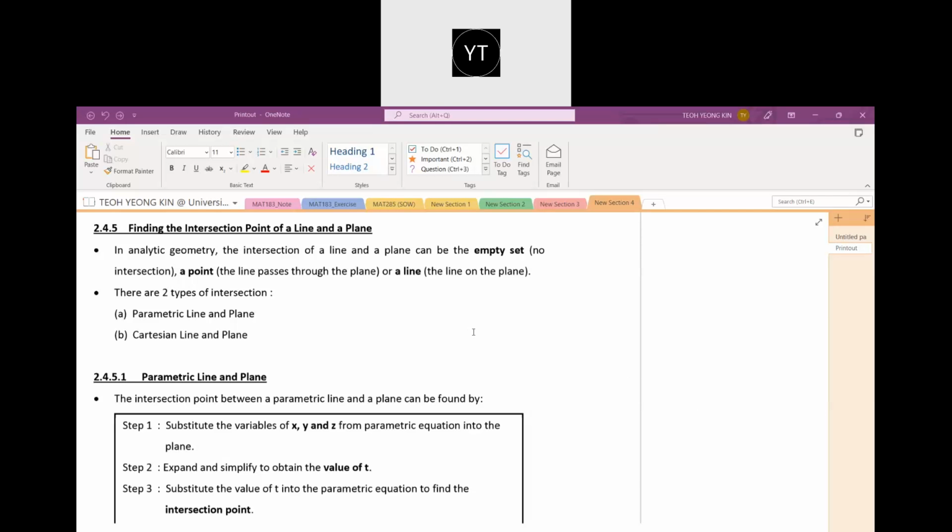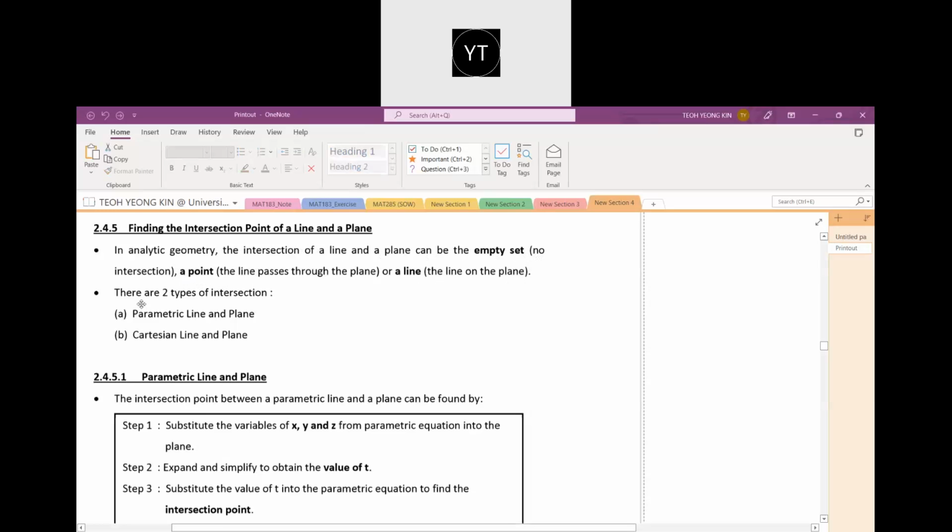In this video and the next video, I will show you how to find the intersection point between a line and a plane. In this subtopic, there are two types of intersection that we need to consider. In analytic geometry, the intersection of a line and a plane can be an empty set, which is no intersection, a point, where the line passes through the plane, or a line.